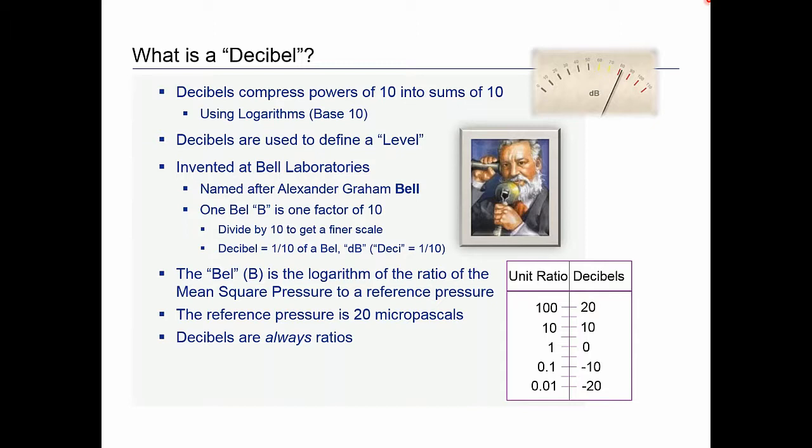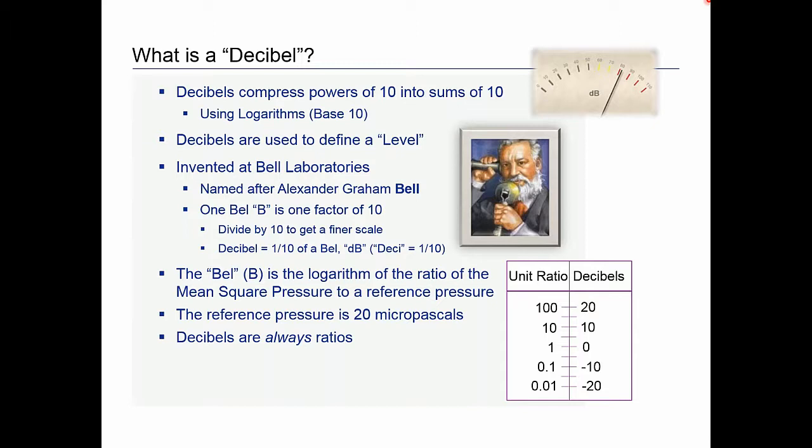Now, these units were invented at Bell Laboratories, and they are in fact named after Alexander Graham Bell. One bell, or a B, is defined as one factor of 10. And to get a better or finer scale, they divided that by a further 10, so each bell is divided into 10 pieces, called a decibel. Formally, a bell is a logarithm of the ratio of the mean square pressure to a reference pressure.